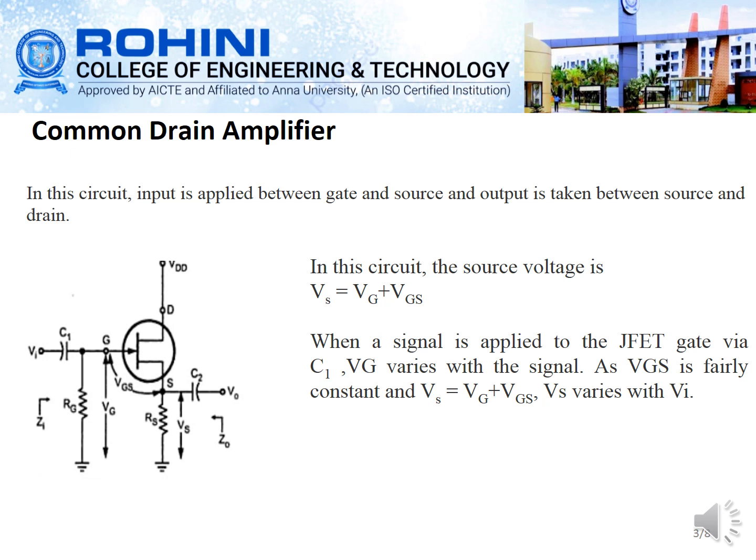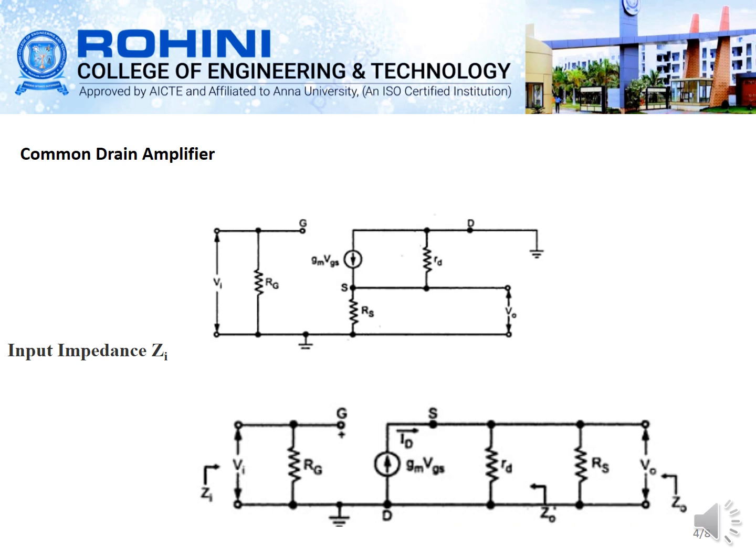Then in this circuit you can see the source voltage Vs is equal to Vg plus Vgs. Whenever we are applying the signal to this JFET gate through C1, this gate voltage varies with the signal. When the gate-source voltage is fairly constant, and Vs is equal to Vg plus Vgs, we can write that Vs, the source voltage, varies with the input voltage.